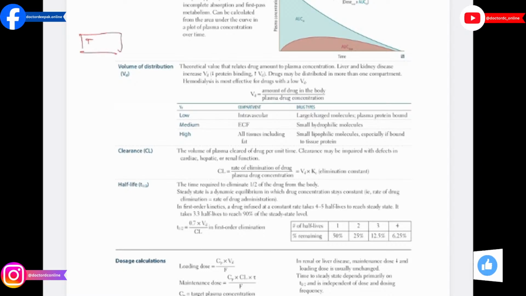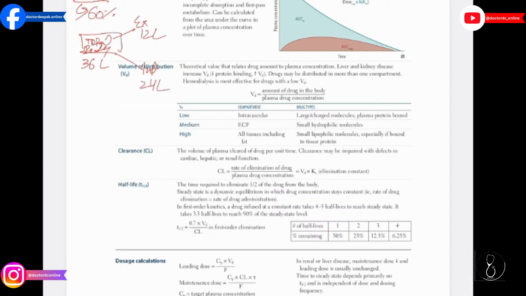Like I told you about the body, take a patient weighing 60 kg. Of the total body weight, 60% is water, so total body water will be 36 liters. After that, it divides into extracellular and intracellular compartments. The extracellular has 12 liters, and the intracellular has 24 liters.